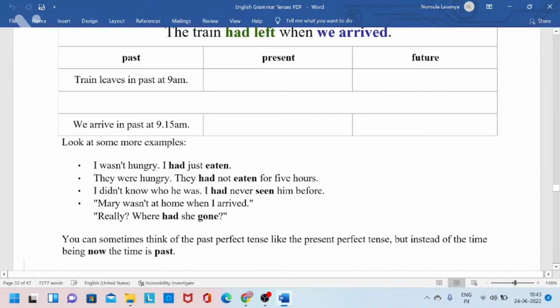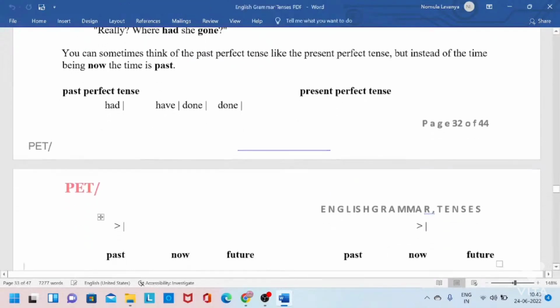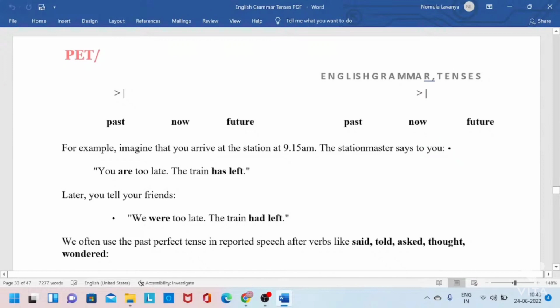So you can sometimes think of past perfect tense like present perfect tense, but instead of the time being now, the time is past. So this is all past perfect tense: had, have, done. For example, imagine that you arrive at the station at 9:15 a.m. The station master says to you, you're too late, the train has left. Later you tell your friends, we were too late, the train had left.